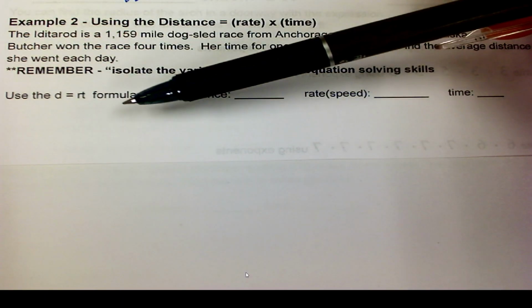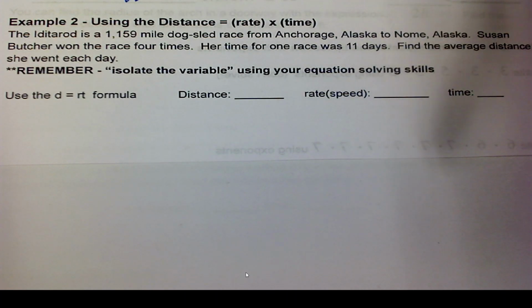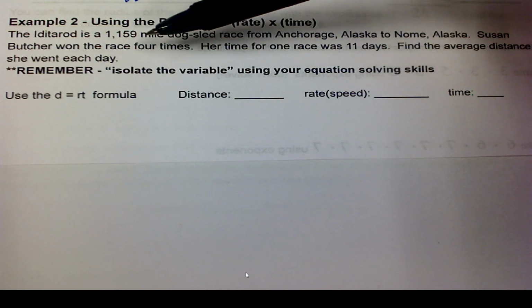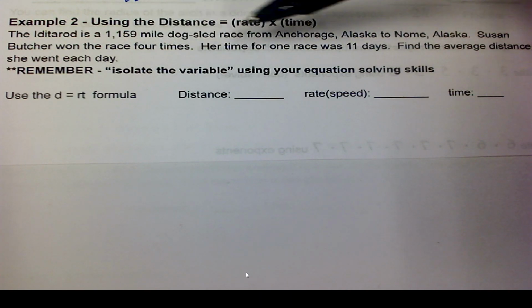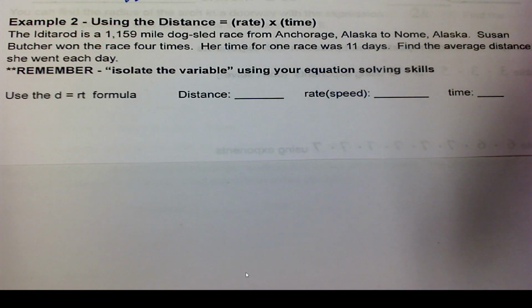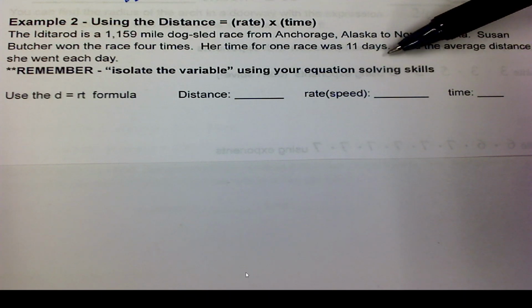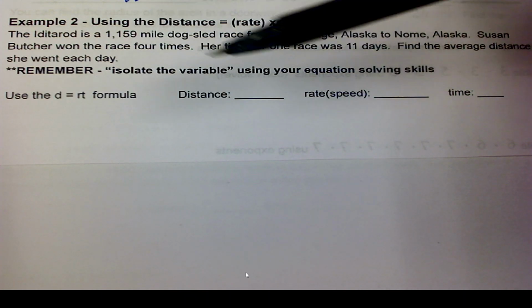We're going to use this formula, distance equals rate times time. Now rate, that's just another name for speed. So this dog sled race, the Iditarod, is really long, and it went from Anchorage, Alaska to Nome, Alaska. And Susan has won it 4 times. Her time for that one race was 11 days, and they want you to find the average distance she went each day.